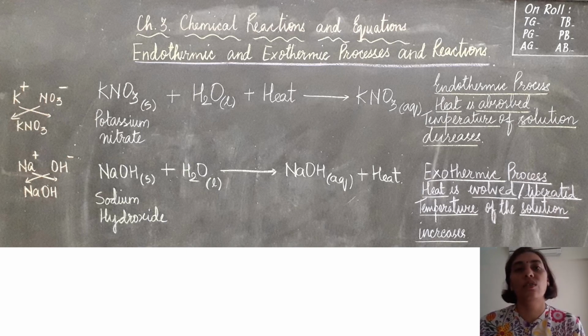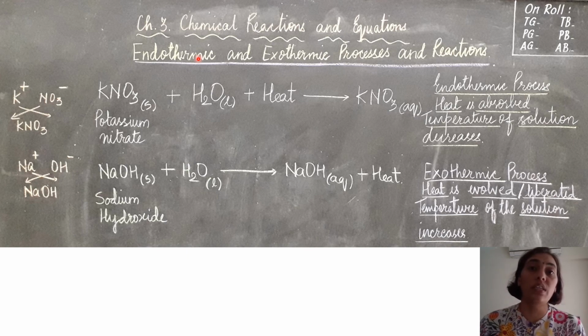Children, let us now start with another type of reactions. The name is endothermic reaction or process and exothermic reaction or process. Now, in this type of reaction, say endothermic. The word endo we have studied. Endo means inside. And the word thermic is associated with thermal energy, that is heat. So when heat is absorbed in any chemical reaction, then it is called as endothermic reaction.